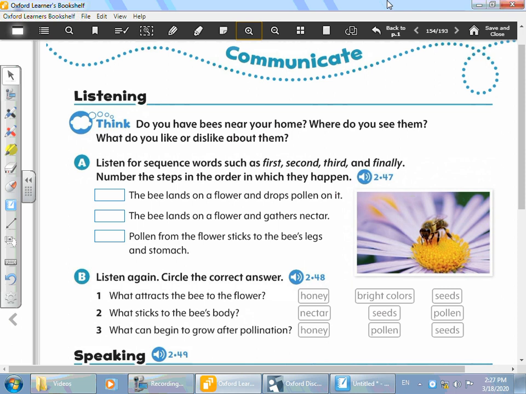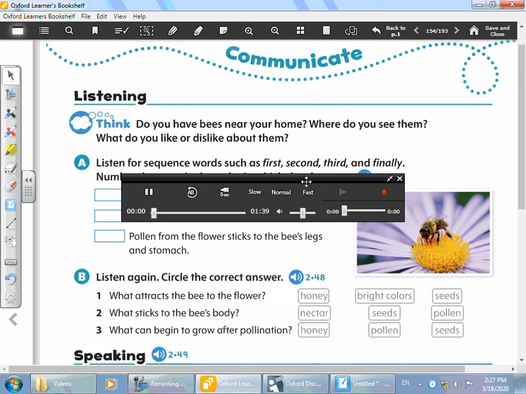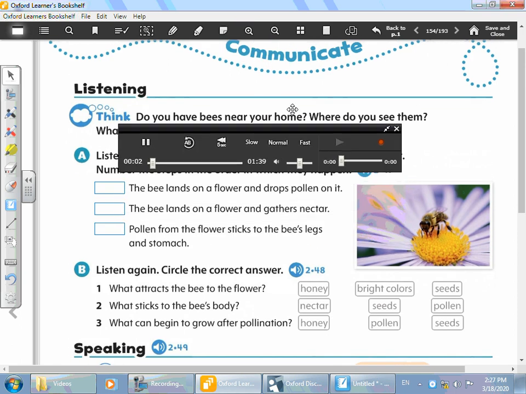Perfect. Now, we're going to listen. So here it says listen for sequence words such as first, second, third, and finally. Then we're going to number the steps in the order in which they happen. Okay, so let's listen. Page 154.